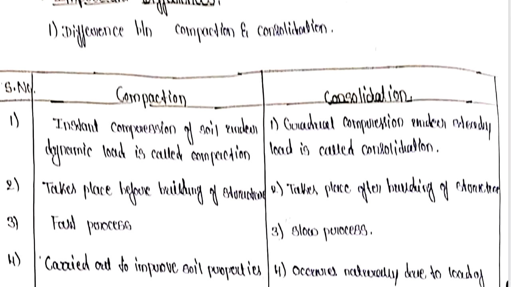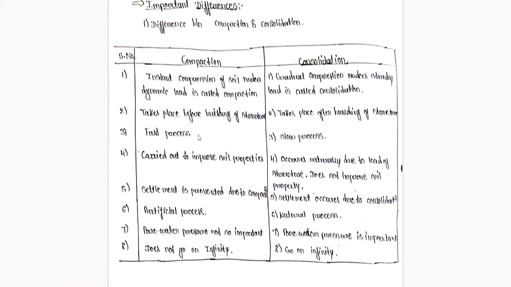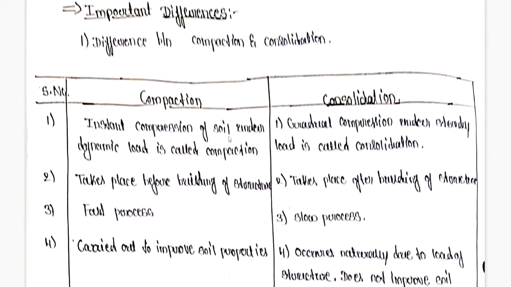Next, a few of the important differences we are going to see. Many times in your examination they have asked: explain the difference between compaction and consolidation. So compaction is instant compression of soil under dynamic load. It is an artificial load which we apply. Dynamic means sudden load we are going to apply. So whatever instant compression we give is nothing but compaction.